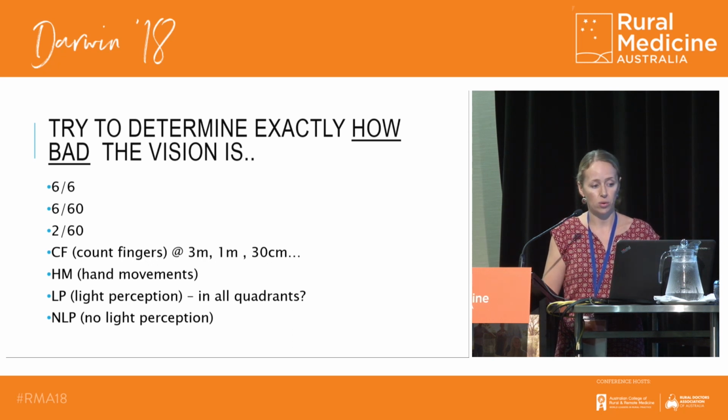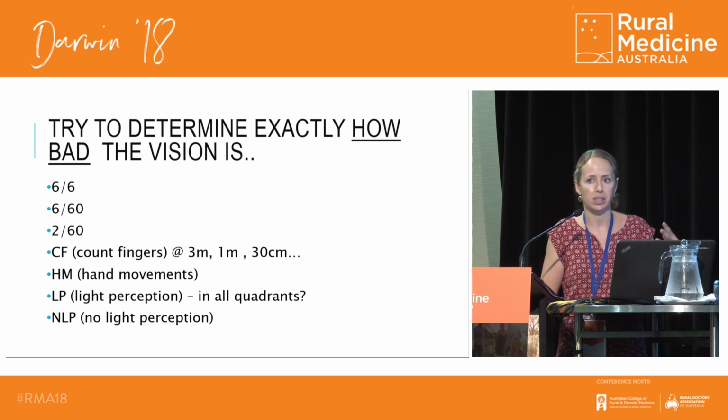If they can't see the chart at all, you can get them to count your fingers, and you just document if that's at 3 meters, 1 meter, half a meter. If they can't count your fingers, see if they can see your hand moving, and if they can see the direction of your hand. And then if they can't see that, light perception: can they see light in all quadrants or just in one area?